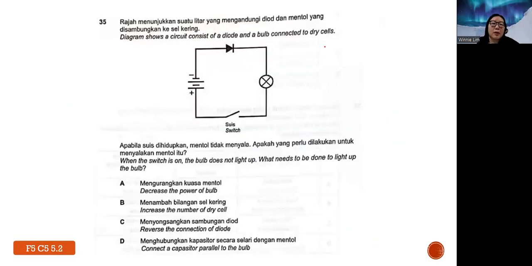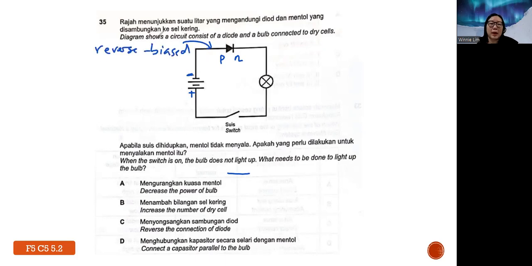Next, 35. The diagram shows a circuit consisting of a diode and a bulb connected to a dry cell. When the switch is on, the bulb does not light up. What needs to be done to light up the bulb? We need to look at the connection of this diode. A diode consists of 2 types of semiconductor, P-type and N-type. The way you connect the diode will affect whether the bulb lights up or not. The connection is reverse bias, that's why it does not light up. P-type is connected to negative, N-type to positive, so they are in reverse bias.